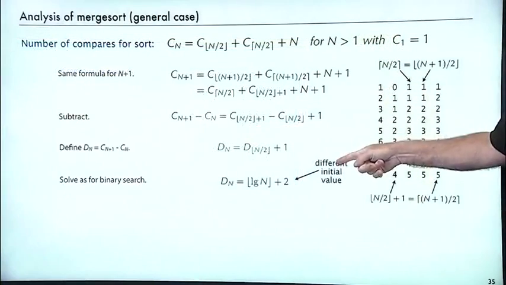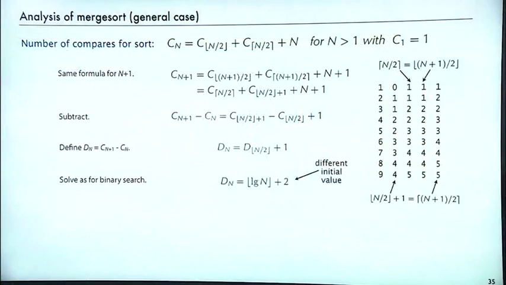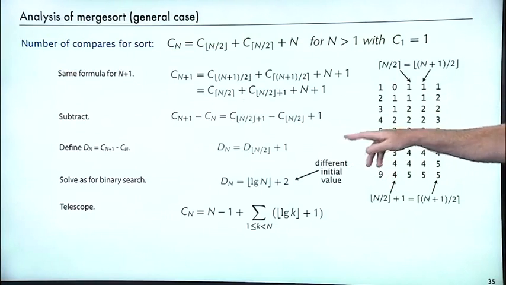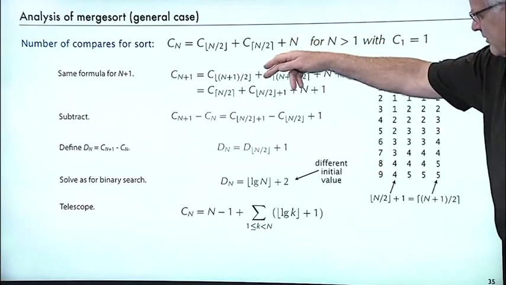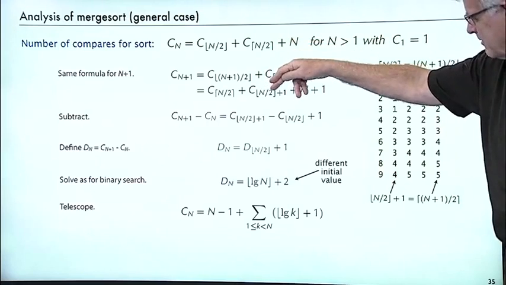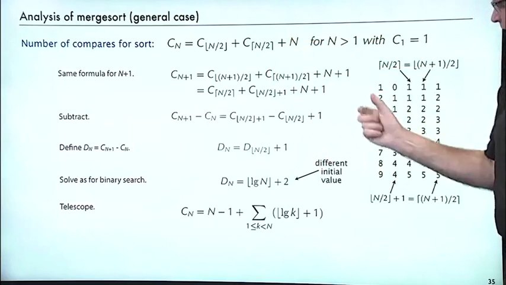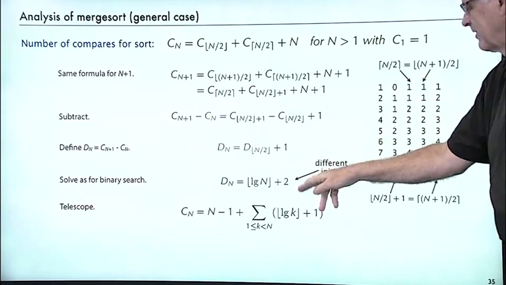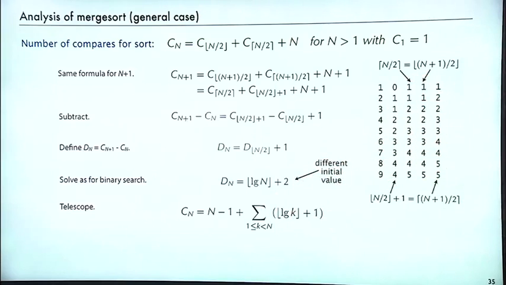It has a different initial value, so the solution is d sub n equals floor of log base 2 of n plus 2. And then telescoping that one, c sub n plus 1 minus c sub n is equal to that. So c sub n plus 1 equals c sub n plus that, which immediately telescopes to give this sum.